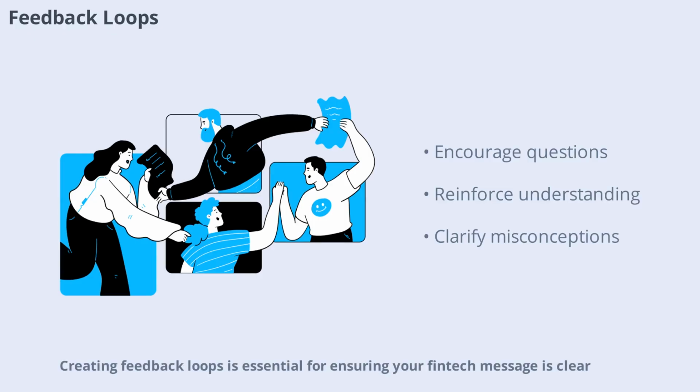Creating feedback loops is essential for ensuring your fintech message is clear. Encourage your audience to ask questions or summarize what they've learned. This two-way communication helps reinforce understanding and allows you to clarify any misconceptions immediately.